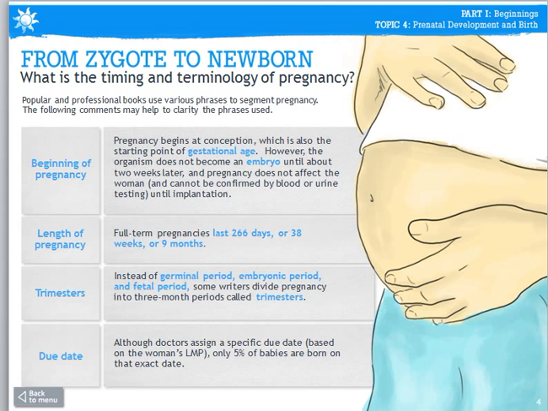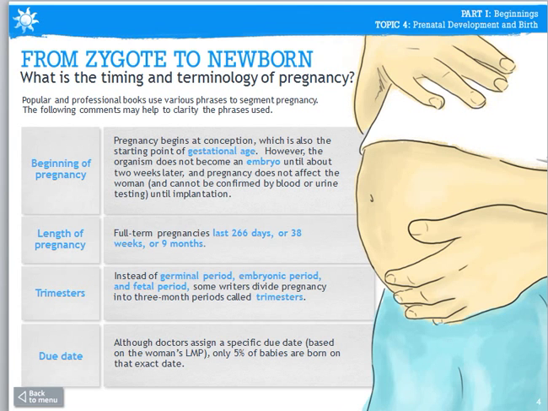A due date is typically given. It's a specific date based on the last menstrual period. It says here that only 5% of babies are born on the exact date. It really is just a date for you to prepare. It's not set in stone. It's not a date that really says you're going to have your baby on that particular day, and if not, then you are not the father. It doesn't work that way. It really just tells parents when to expect your child, so you can prepare.